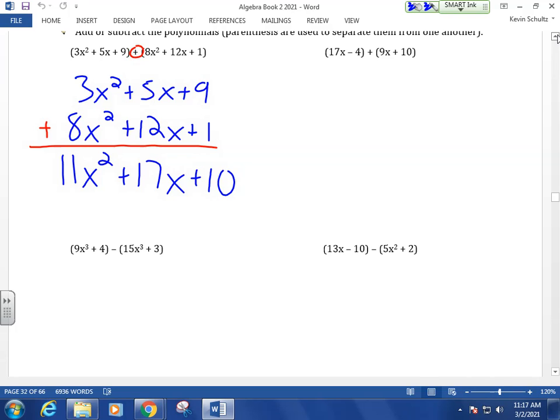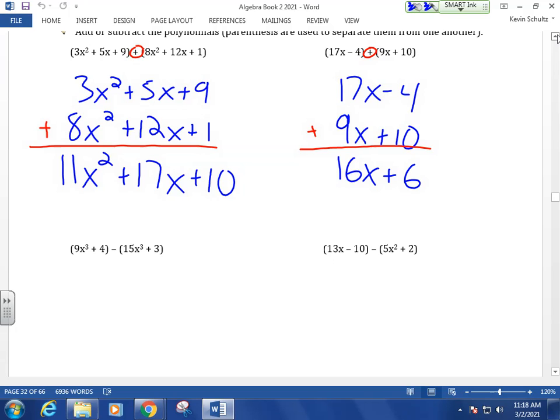Okay. Let's take a look at the second one. Both are in standard form. Both have an x term, and both have a constant. So again, nothing really to worry about here. Just align them vertically. 17x minus 4, 9x plus 10. Our operation is addition. And now we add. 17x plus 9x is 16x. Negative 4 plus 10. Thank you. Negative 4 plus 10 is positive 6.